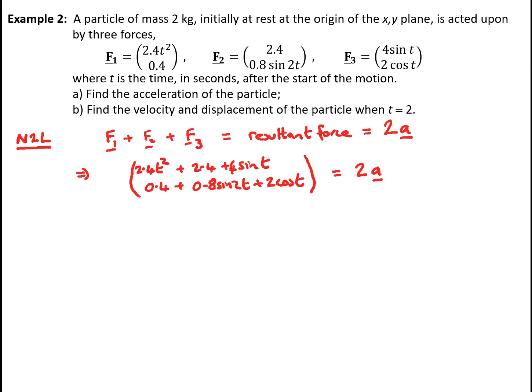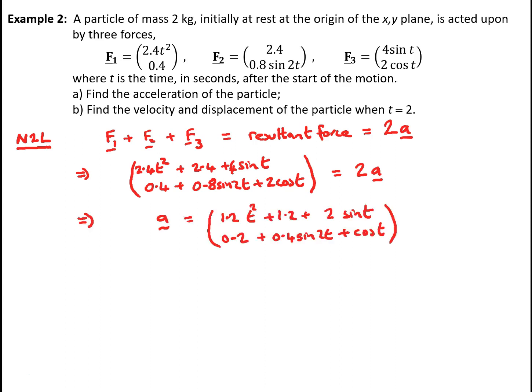Dividing through by 2 gives us the acceleration of the particle. So we've got the acceleration of the particle at time t is 1.2 t squared plus 1.2 plus 2 sine t in the x direction, and 0.2 plus 0.4 sine 2t plus cos t as its y component.